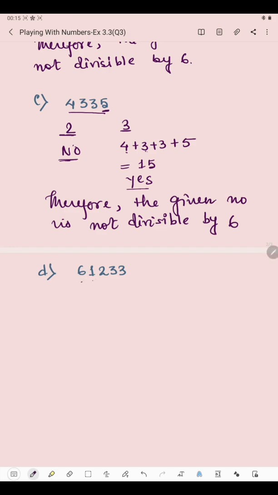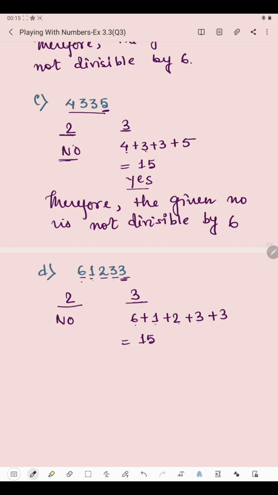Now coming to D part. Here we have 6, 1, 2, 3, 3. While checking the divisibility by 2, we see that the last digit is an odd number, so it cannot be divisible by 2. So we will write no, since the last digit is an odd number. Now we will check the divisibility by 3. We need to find the sum of all the digits. So 6 plus 1 plus 2 plus 3 plus 3. 6 plus 1 is 7, 7 plus 2 is 9, 9 plus 3 is 12, 12 plus 3 is 15. And 15 is divisible by 3 because 15 comes in 3's table.